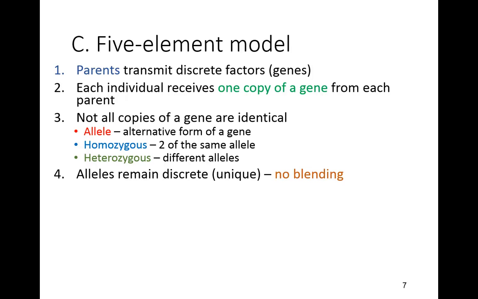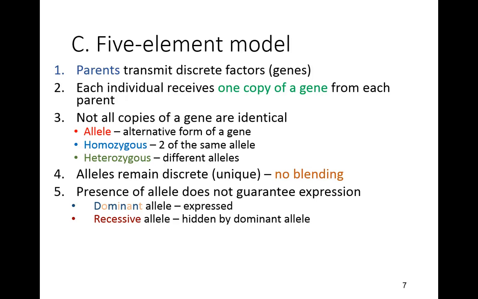Also, the alleles remain discrete, so there was no blending. You couldn't change a purple into a pink or a pink into a white. They were discrete. And just because an allele was present didn't mean that it was going to be expressed. So the dominant allele was always expressed even when it was paired with a recessive allele, and the recessive allele was only expressed when it had two of them.